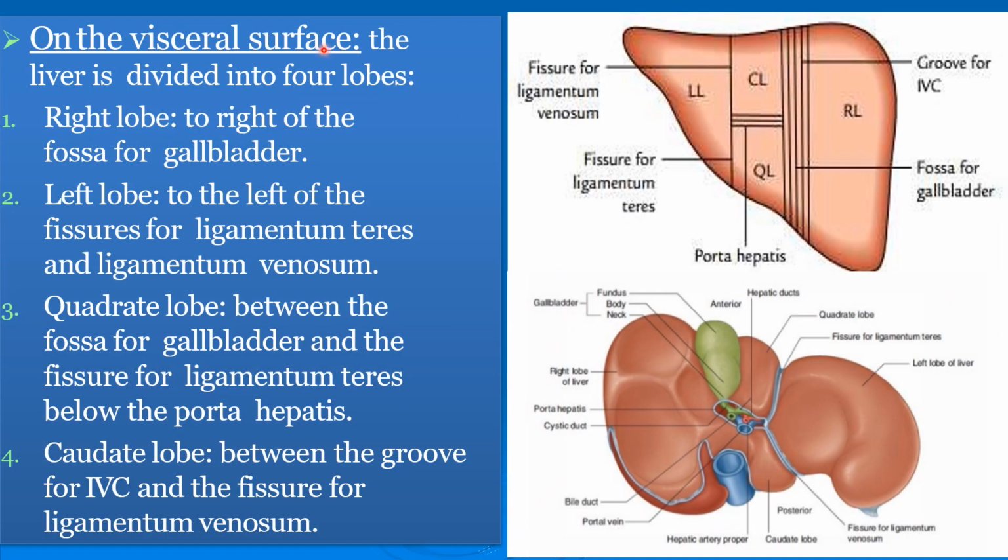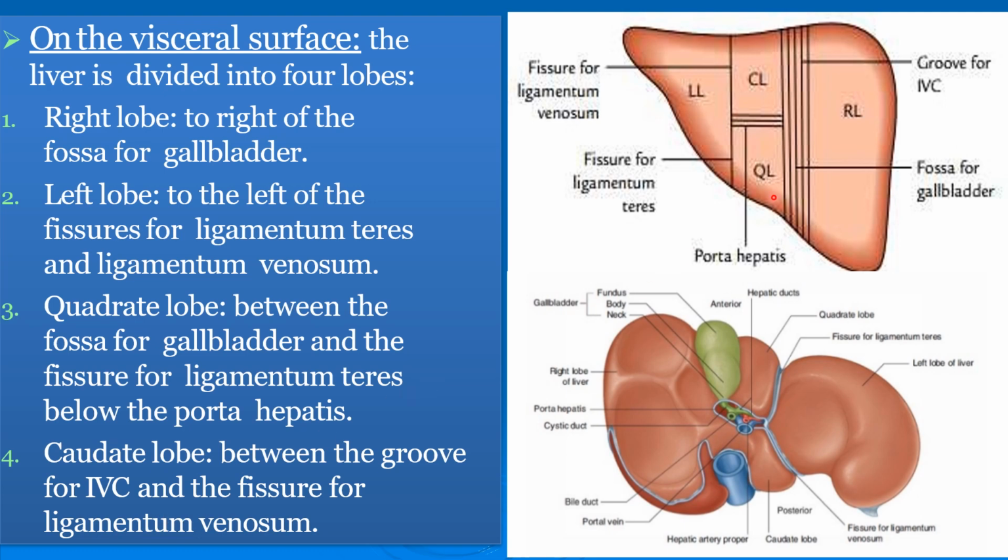On the visceral surface, the liver has 4 lobes: right lobe, left lobe, quadrate lobe and caudate lobe. The right lobe is to the right of the fossa of gallbladder, the left lobe to the left of the fissures for ligamentum teres and ligamentum venosum, the quadrate lobe between the fossa of gallbladder and the fissure for ligamentum teres below the porta hepatis, and the caudate lobe between the groove for IVC and the fissure for ligamentum venosum.